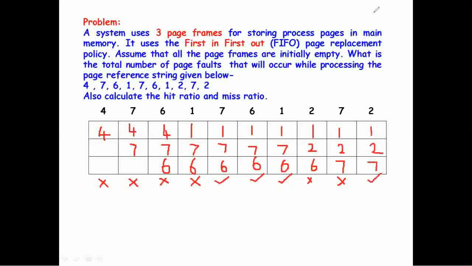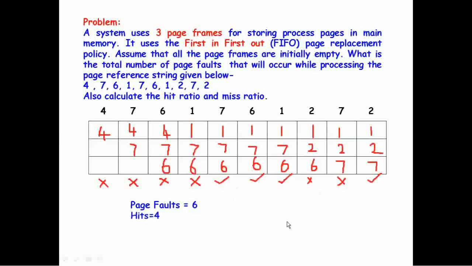Now let us calculate the total number of page faults. Total number of page faults are, let us count here. This is 1, 2, 3, 4, 5 and 6. So total number of page faults is equal to 6. Then total number of hits is equal to 1, 2, 3, 4. So total number of hits is equal to 4.